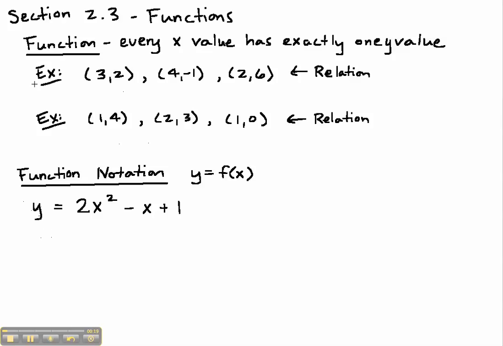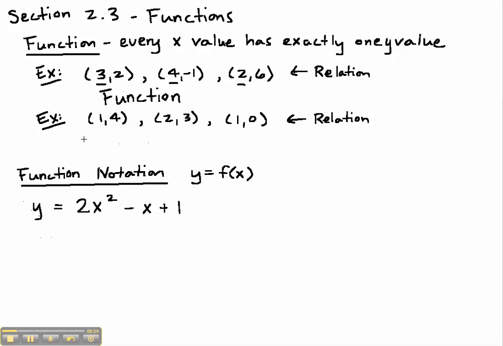So looking at my first example, the ordered pairs that I have are (3, 2), (4, -1), and (2, 6). To determine if this is a function or not, we need to look at the x values: 3, 4, and 2. What you're looking at is, do the x values repeat? The x values are 3, 4, and 2. They do not repeat. So this makes this a function. Every x value has exactly one y value.